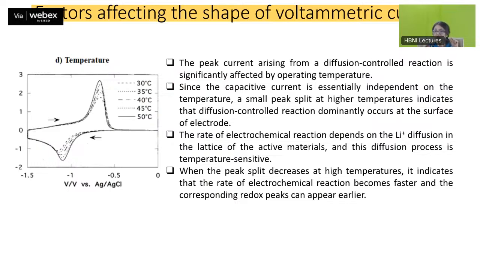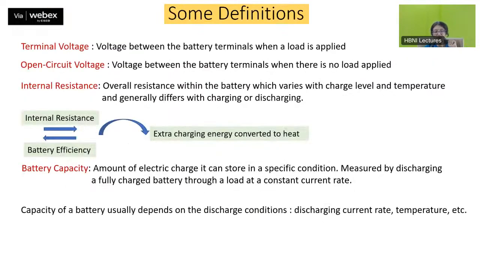We know that for lithium ion batteries, there is a diffusion process taking place. The diffusion is anyway dependent on temperature, and so that is why it is temperature sensitive also. So your CV is going to show certain changes with the change in the operating temperature. When your peak split decreases at high temperatures, it indicates that the rate of the electrochemical reaction becomes faster and the corresponding redox peaks can appear earlier. So these are the different factors which are going to affect the shape of your CV.